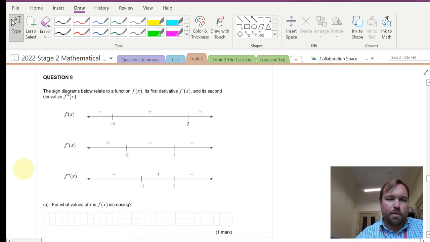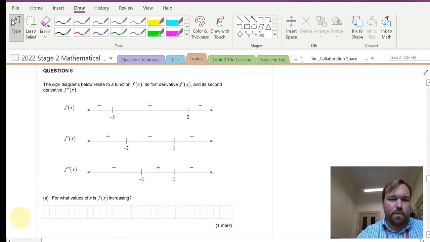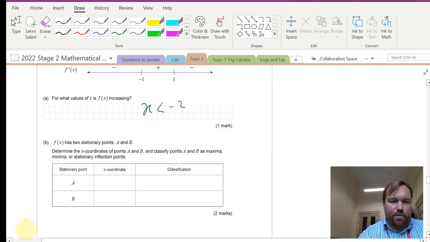The diagrams below relate to the function f of x, and its second derivative, and its first derivative. For what values of x is f of x increasing? Well, it's increasing when the slope is positive. So when x is less than minus 2. There. f of x has 2 stationary points. Use the x-coordinates of the points A and B and classify them.